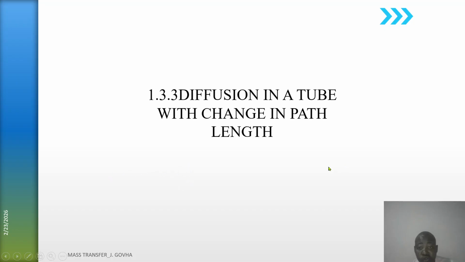Again, today we want to look at diffusion in a tube with the change in path length. Diffusion in a tube with change in path length. So if we look at the unimolecular diffusion problem that we were looking at previously, we will see that diffusion in a tube with a change in path length is more or less like an extension of that problem.